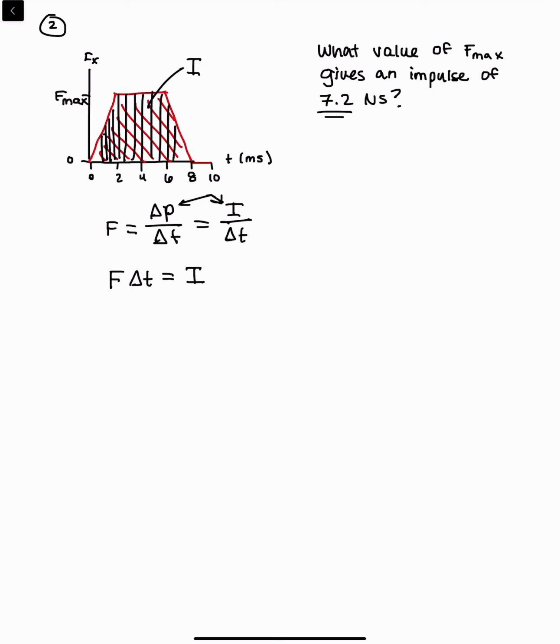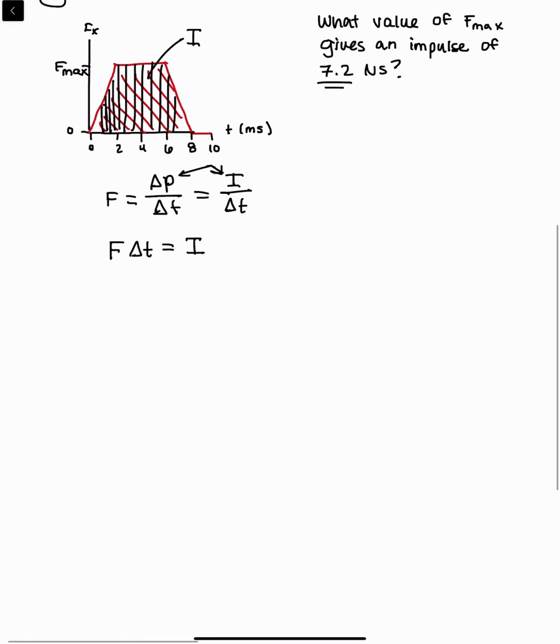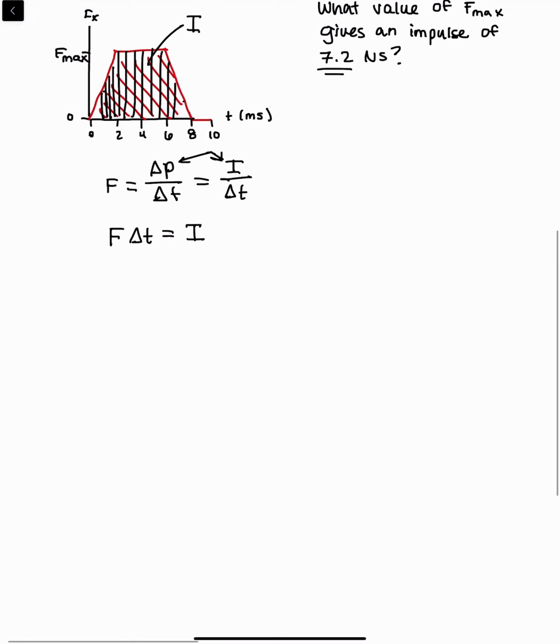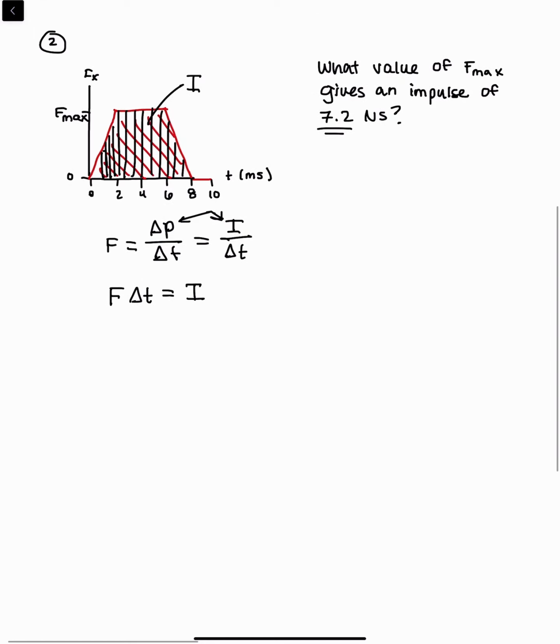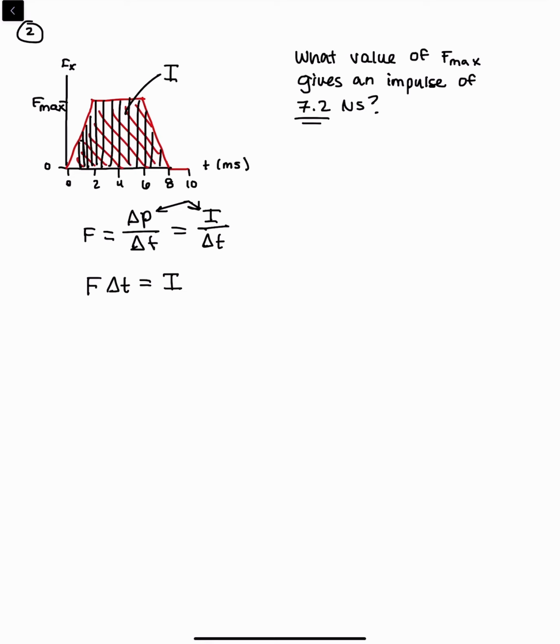So to solve for the area, I can see that this is a trapezoid. It's the easiest way I think of doing this. So we're going to set this equation up. Our impulse is equal to the area under the curve.